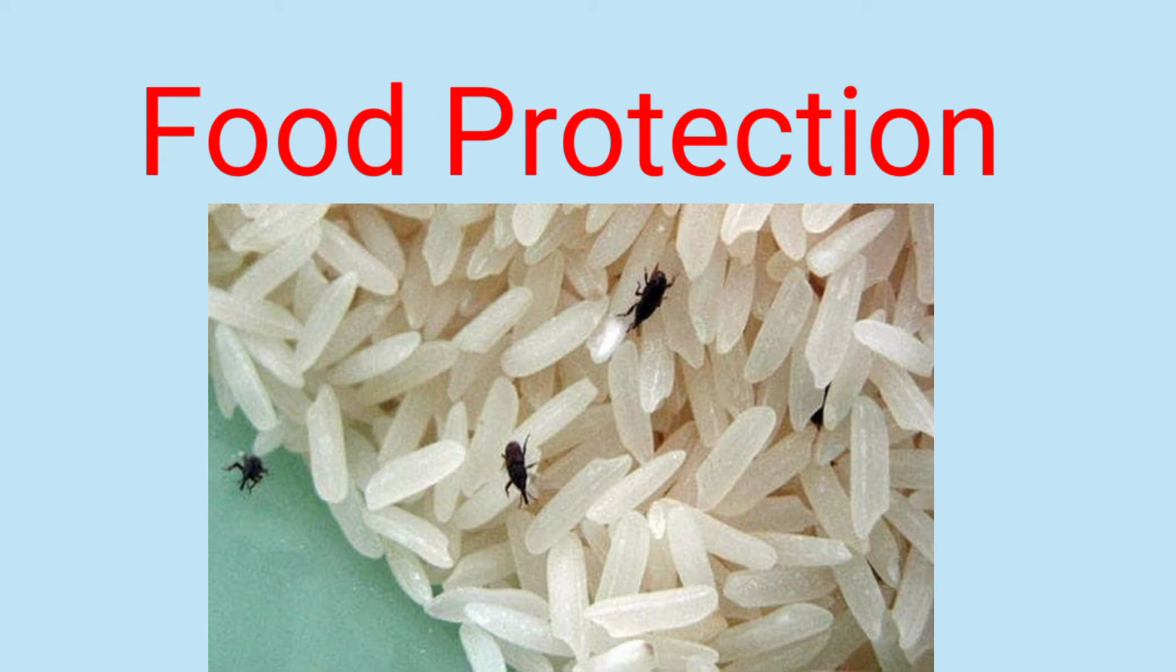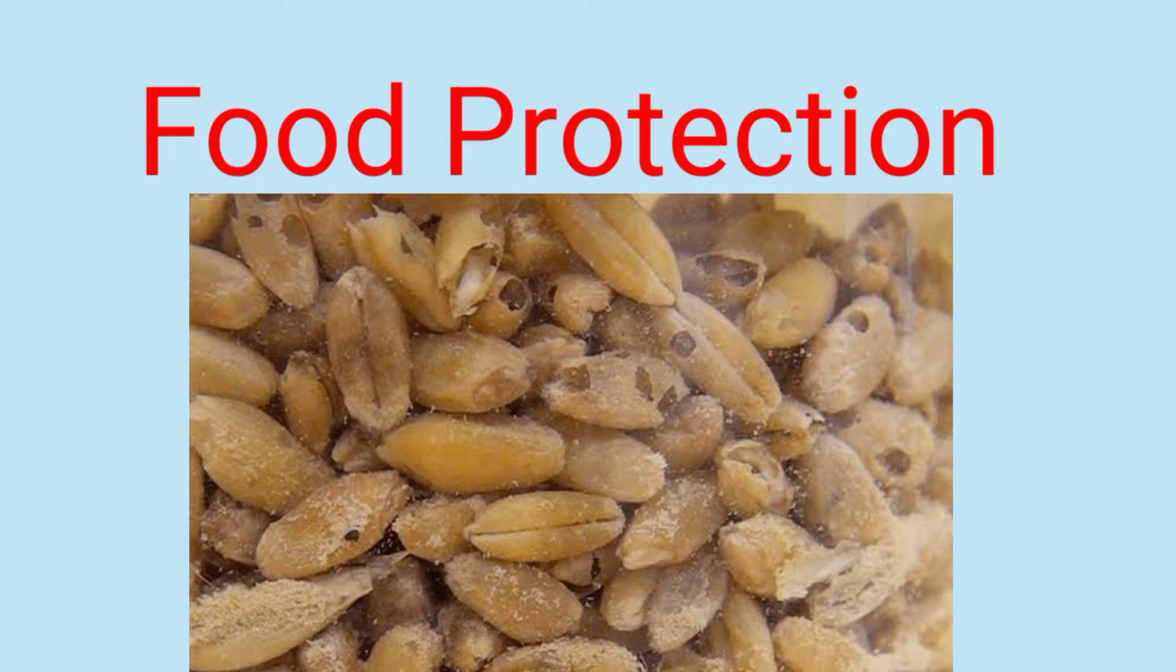You can see in the picture, these are the insects present in our home. They also damage the food. And in this image the food gets spoiled, means wheat gets spoiled by the action of pests. This is not a microbial action, this is the action of pests.